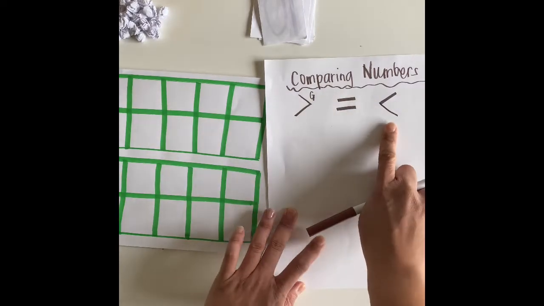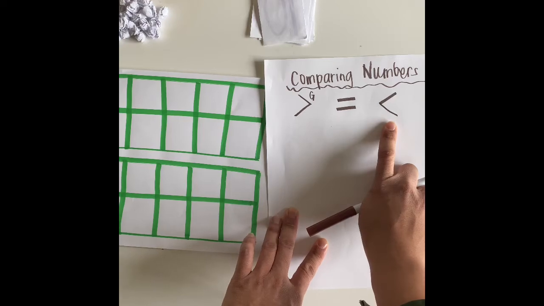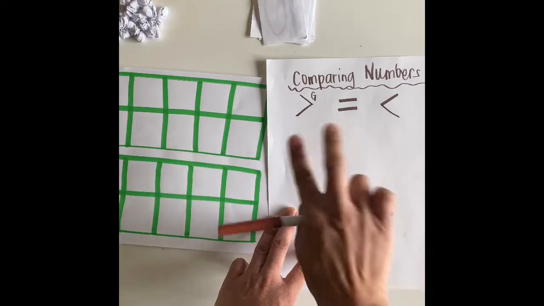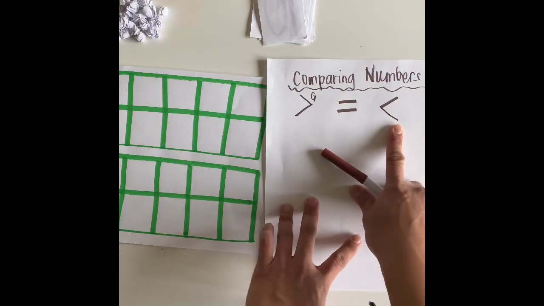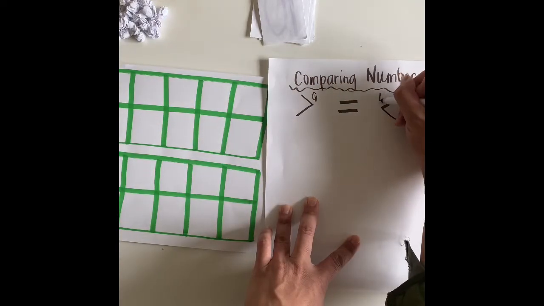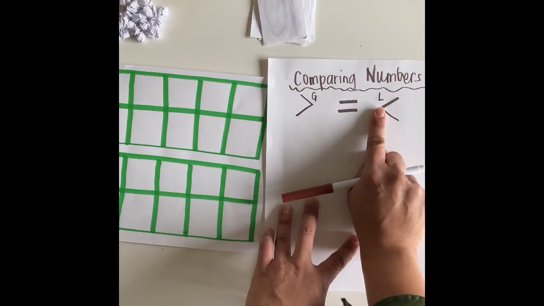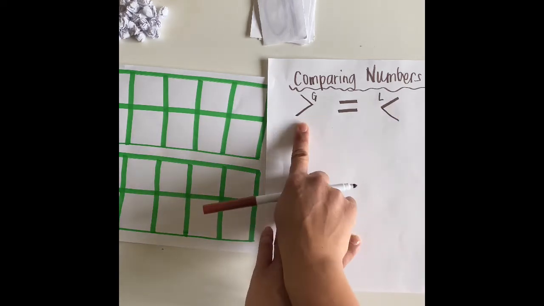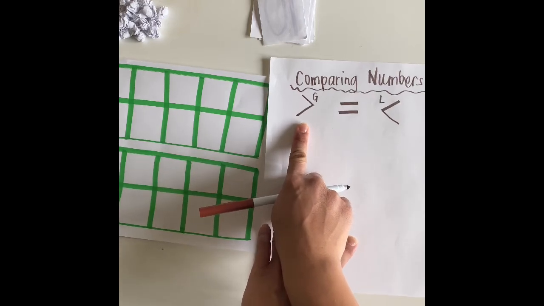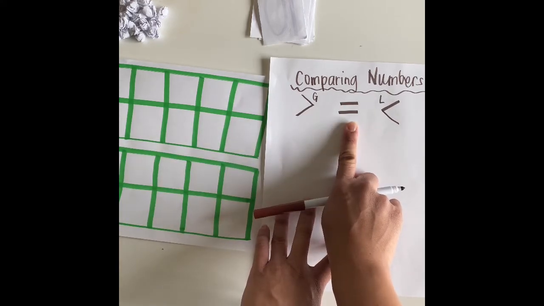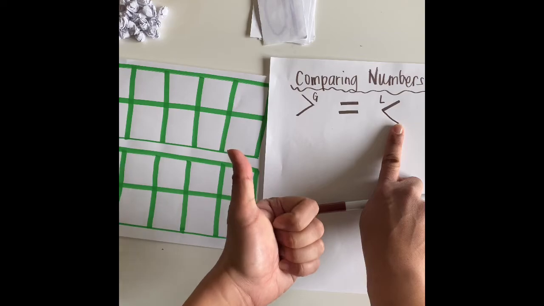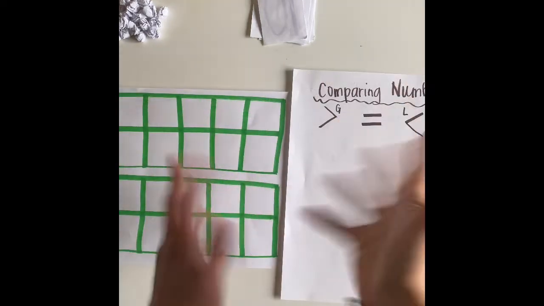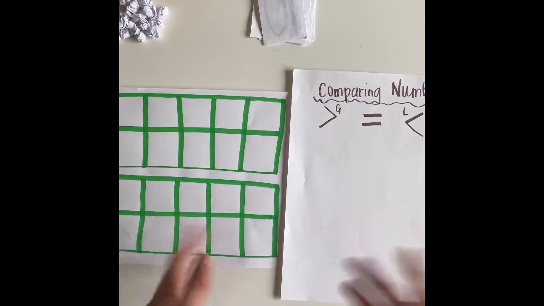Last one, last symbol to compare values. What symbol is this? It looks like the greater symbol, but it's flipped. What sign is it? It's the less than symbol. So I'm going to write down the letter L. L stands for less than. What does L stand for? L. So one more time. This symbol is the greater symbol. This symbol is the equal symbol. And this symbol is the less than symbol. Nice job. Great review. All right, everyone, let's start playing our game of comparing numbers.